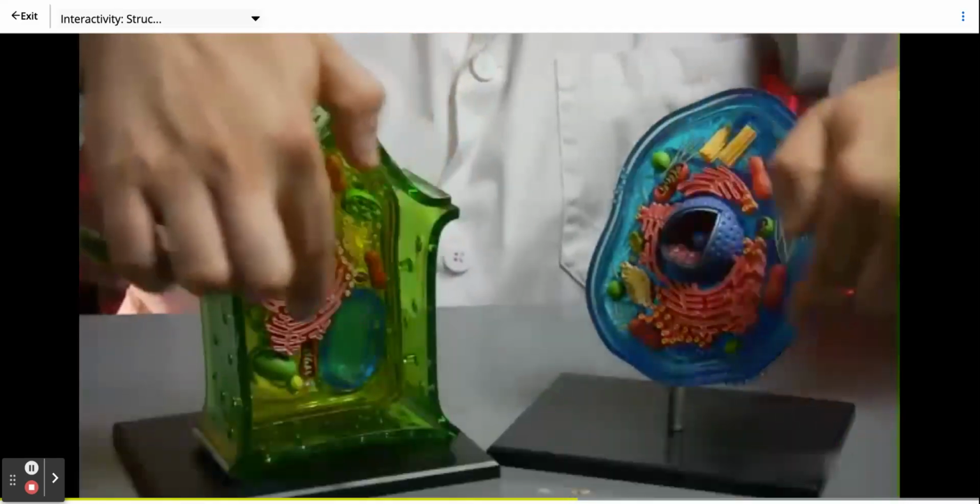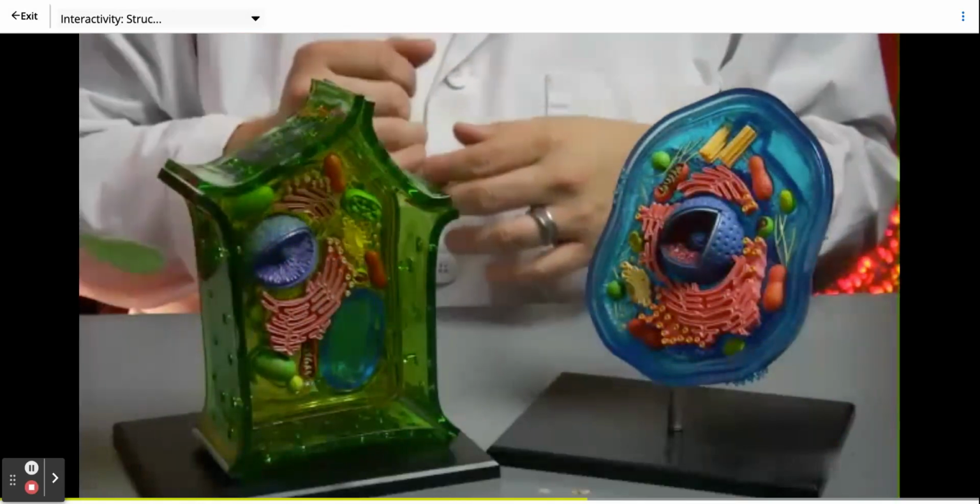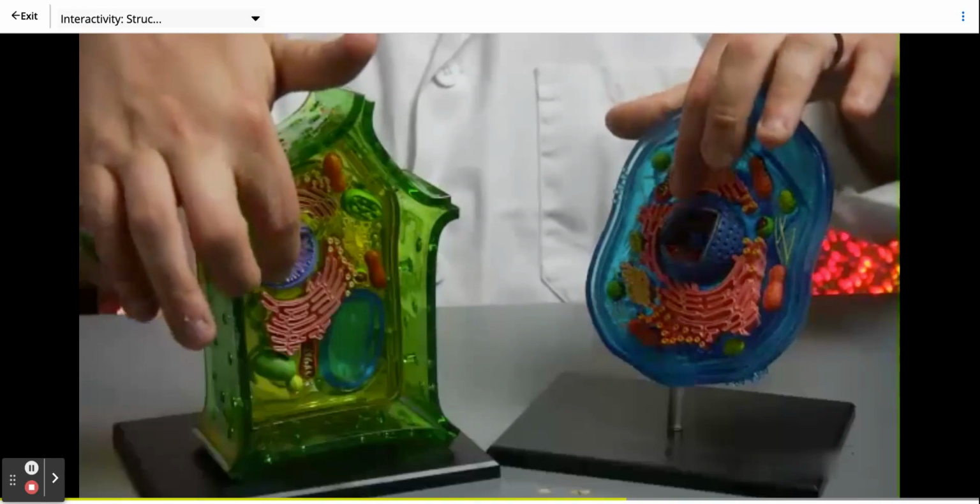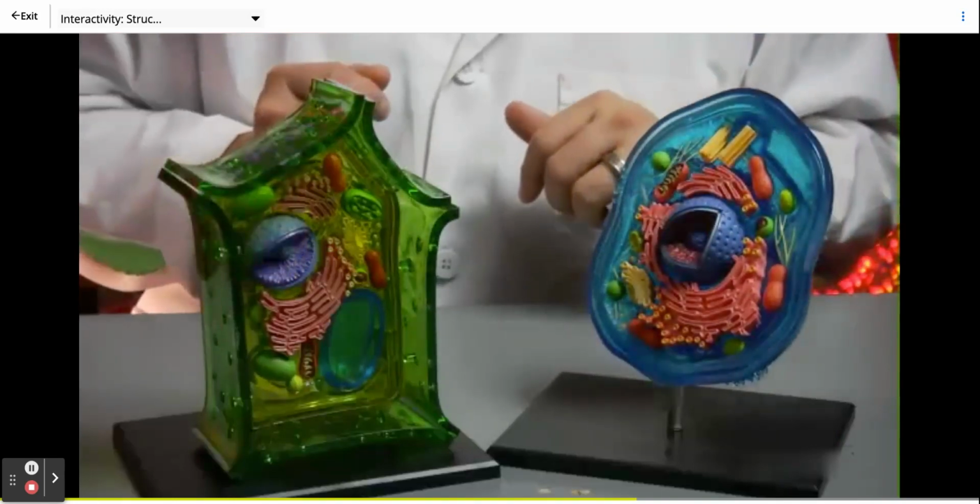The gel-like fluid that fills both plant and animal cells is called cytoplasm. It's chock full of organelles that plant and animal cells both have. Every organelle has its own specialized function. The nucleus is the cell's control center, its brain. It directs all the cell's activities in both plants and animals.